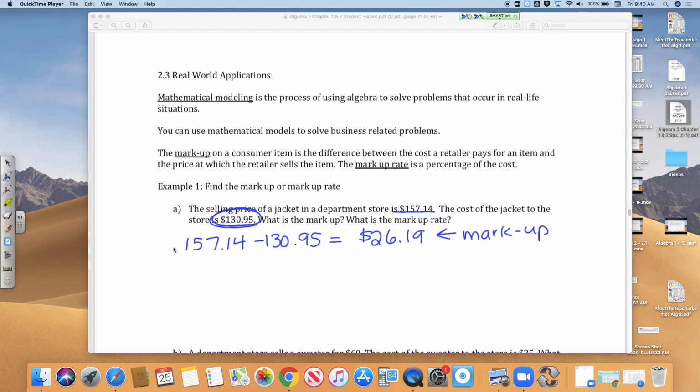So what we do is we take the amount of the markup, the $26.19, and we divide this by the original amount, which was $130.95, to get a decimal and eventually a percentage of what the amount of the markup is. When I divide this in my calculator, which calculators are totally cool to use now, we get 0.2. Making this into a percent, adding a 0 here and adding the percent sign, this is a 20% markup rate.